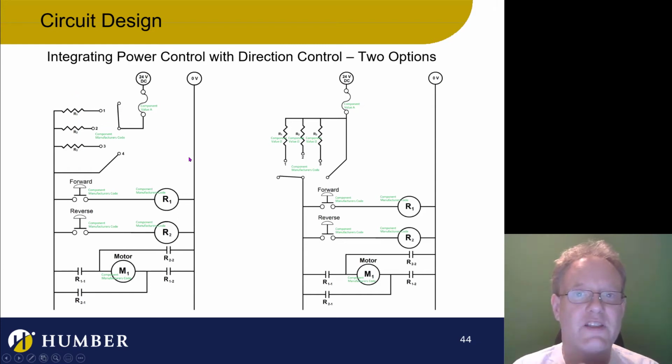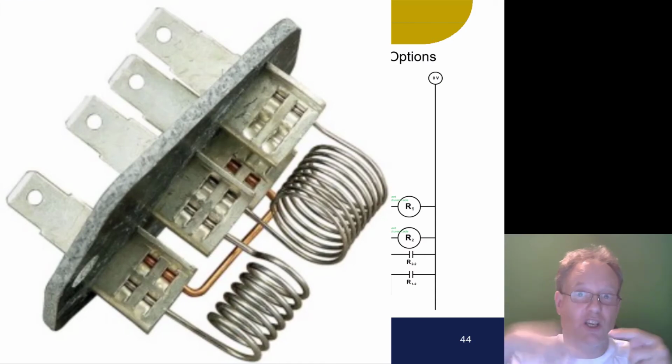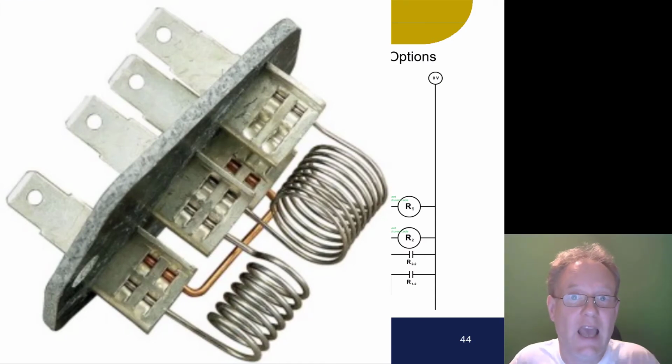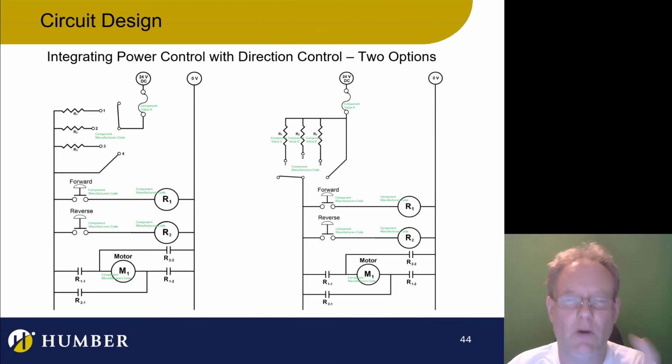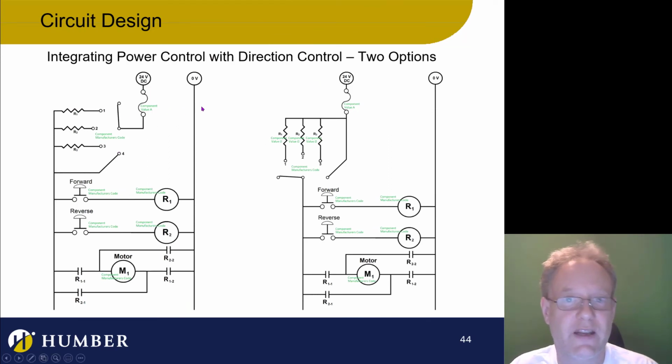And by the way, the fan speed in your car is controlled exactly like this. This is exactly how it works. And the resistors under the hood there are big. They're actually coiled resistors, because they have to produce a lot of power, because the motor in your car that's controlling the fan is really powerful. It's probably a couple hundred watts.